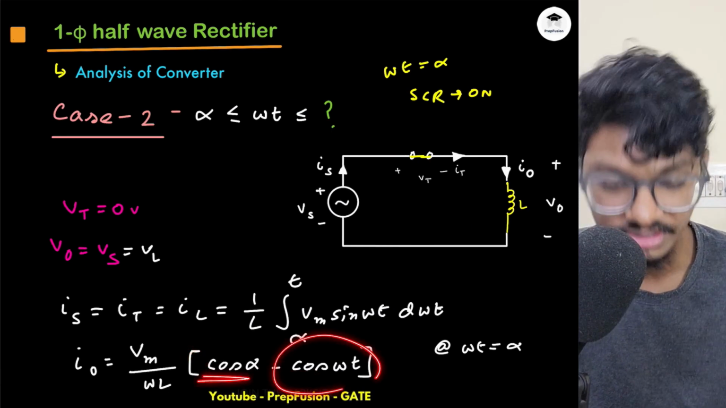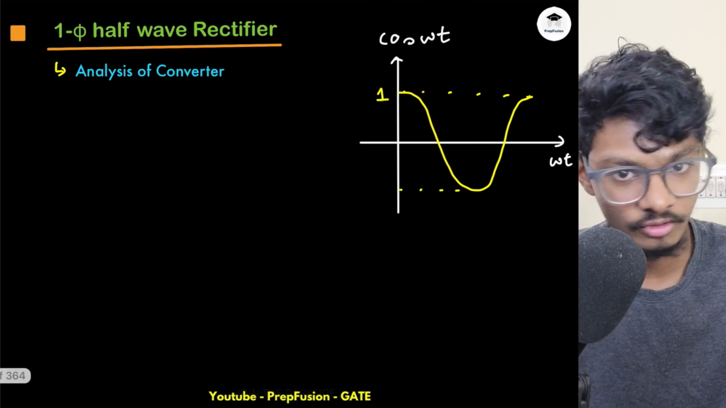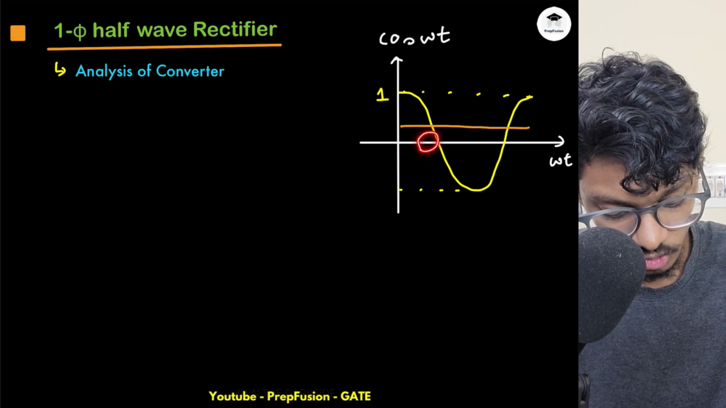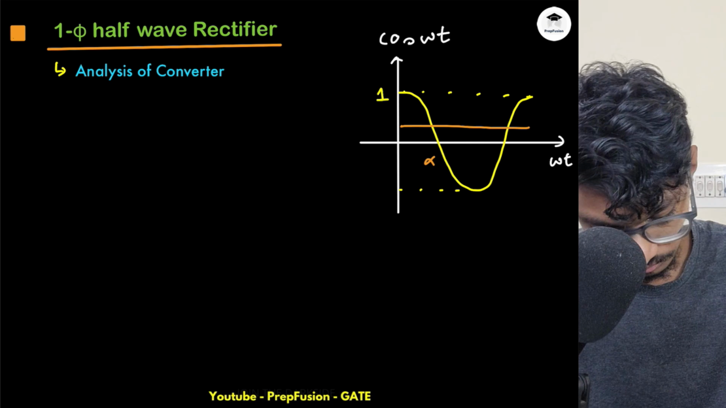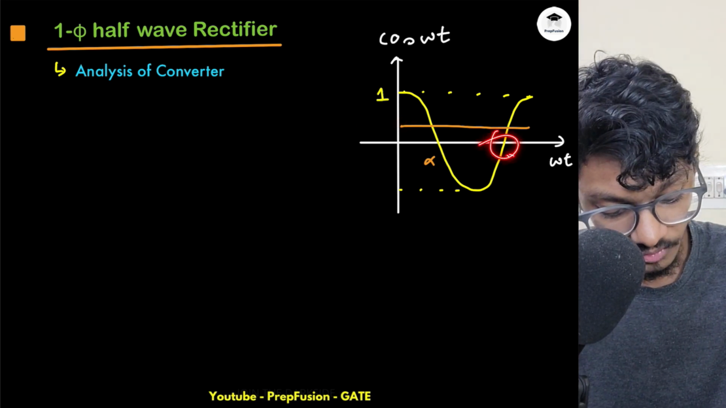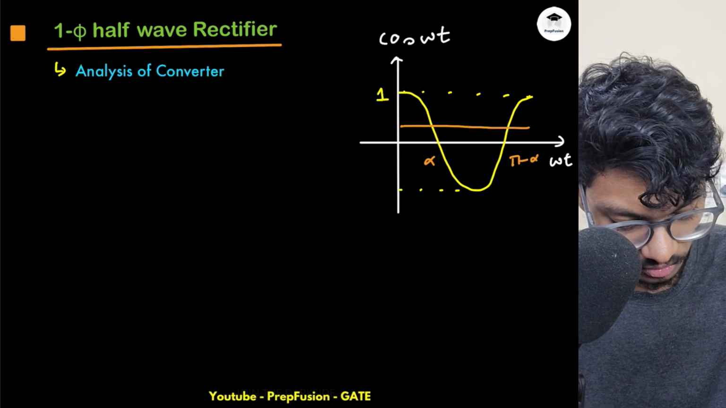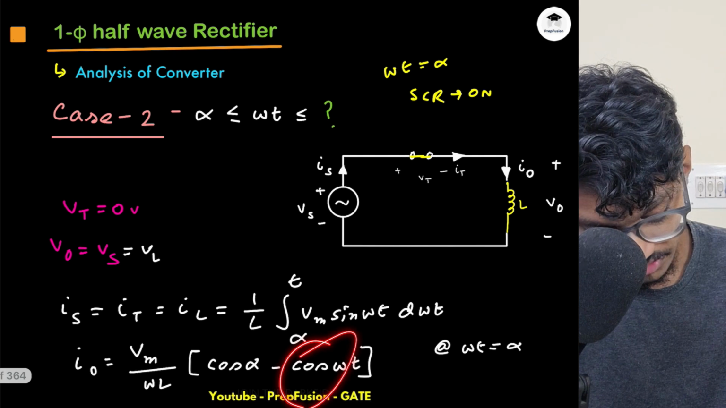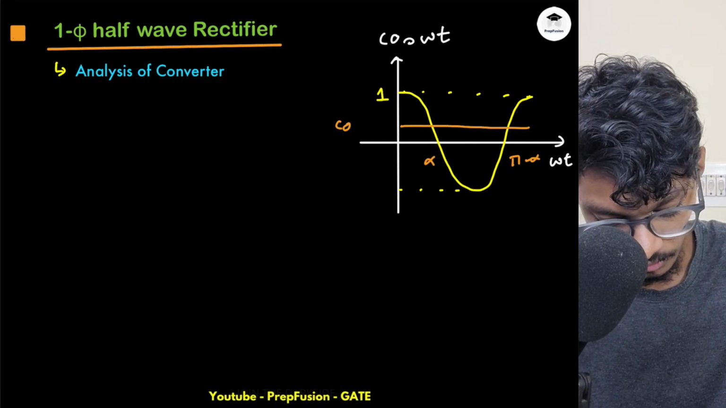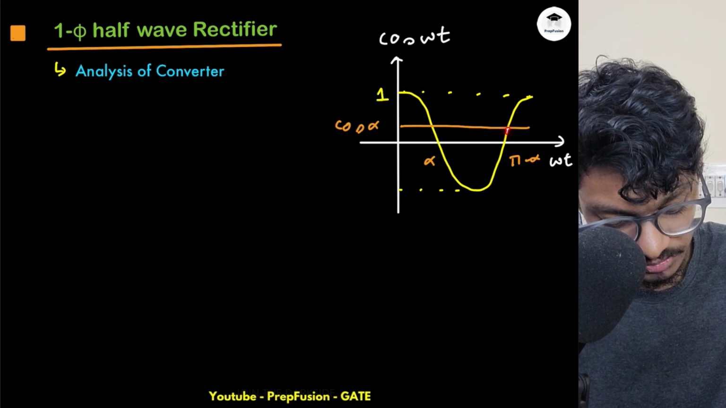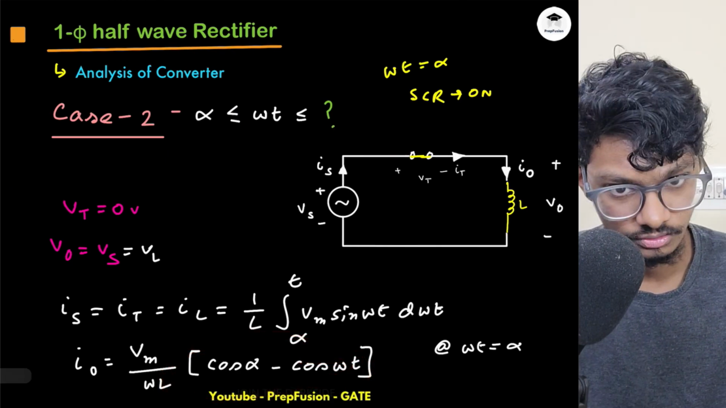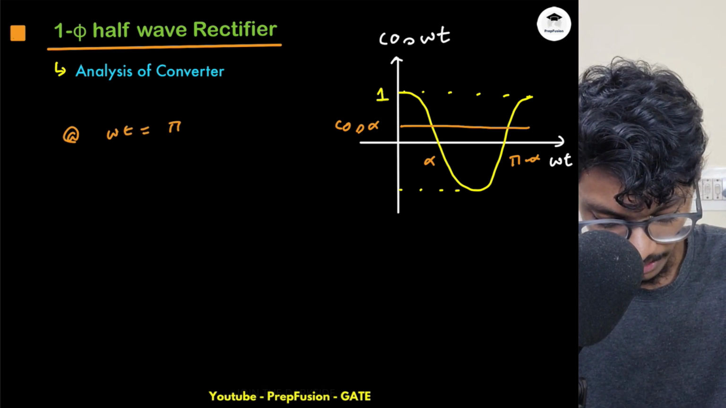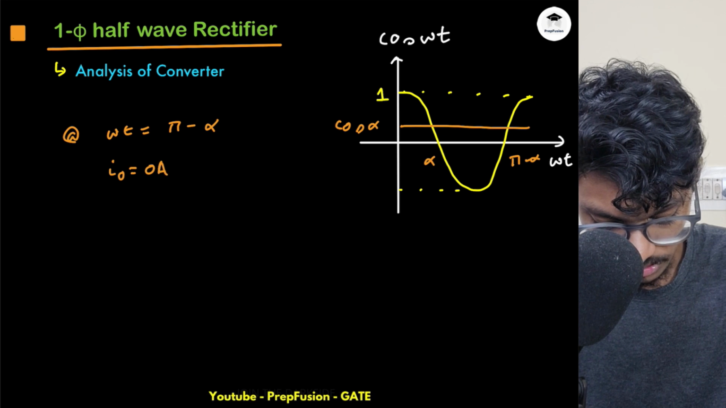So when is this crossing this particular value again? In a sine wave or a cos wave, it crosses a particular value twice within a cycle. At omega t equals alpha, this will be equal to cos alpha. At omega t equals what value? This is equal to pi minus alpha, right? So at omega t equals pi minus alpha, again this value will be equal to cos alpha. So at this moment of time, this overall thing goes to 0. This current goes to 0. At omega t equals pi minus alpha, IO goes to 0 ampere.